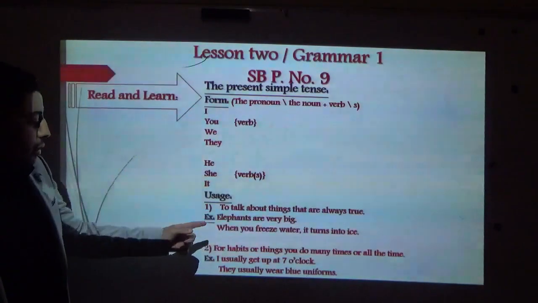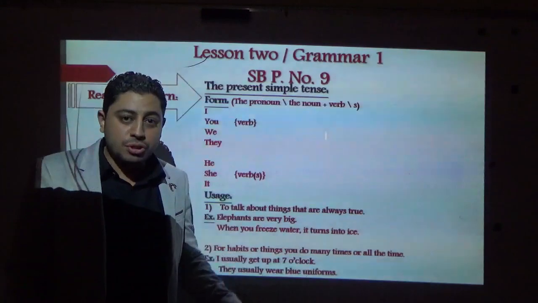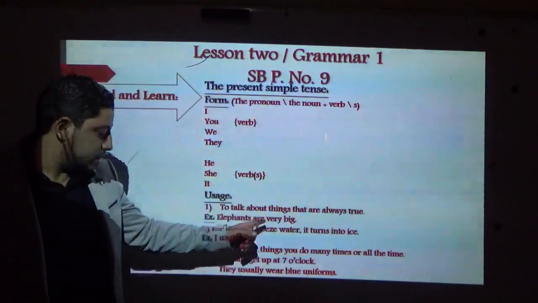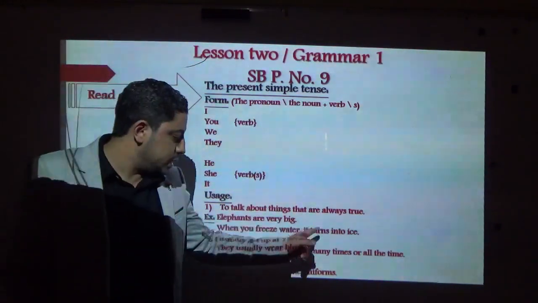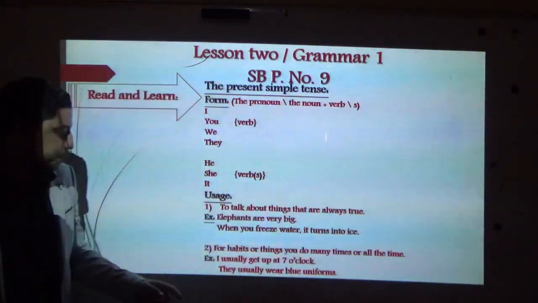Number 2, when you freeze water, what happens? It turns into ice. So here, present simple, freeze, and turns with s. We use s here because we have it.